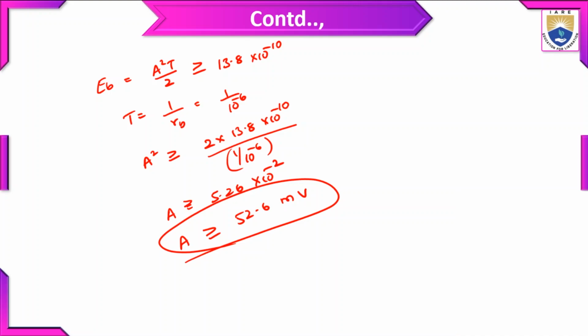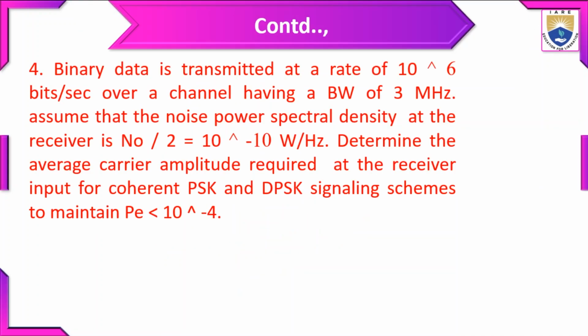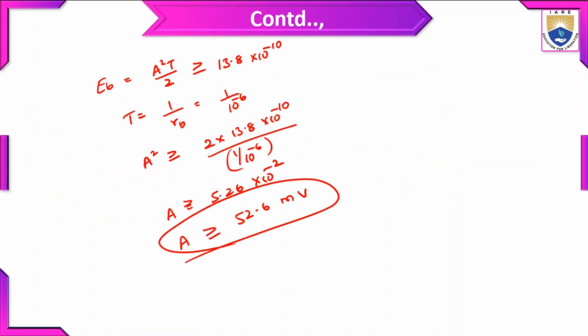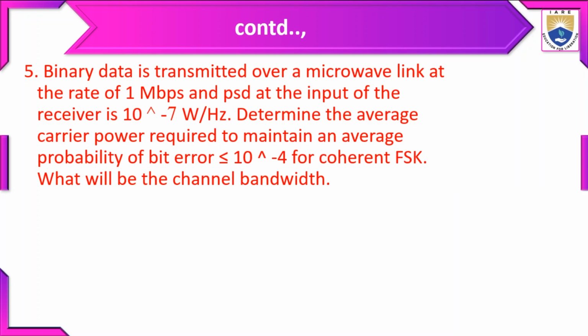Okay, so again go to the problem. What do they ask? Determine the average carrier amplitude. They ask for the carrier amplitude, so what is the carrier amplitude? 52.6 millivolt. So this is the solution for the fourth problem. Now coming to the fifth problem. So what is the fifth problem?